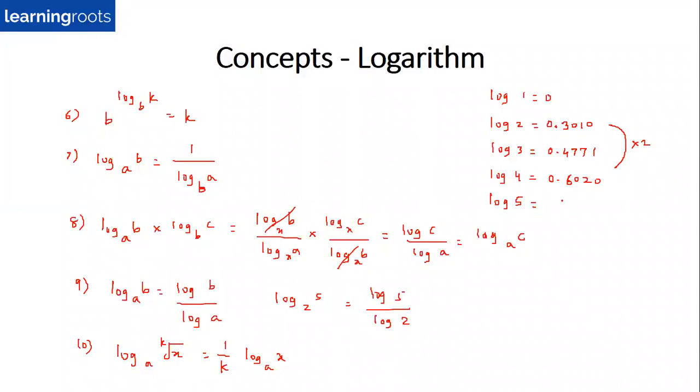Coming to log 5, it is very easy because it's nothing but log 10 minus log 2. Log 10 is 1, minus log 2, which is 0.3010. So this will give you 0.6990 as the answer. So log 5 is 0.6990. And log 10, as we saw here, is 1. Similarly, you can find other values as well. Log 6 is going to be the summation of the values of log 2 and log 3.